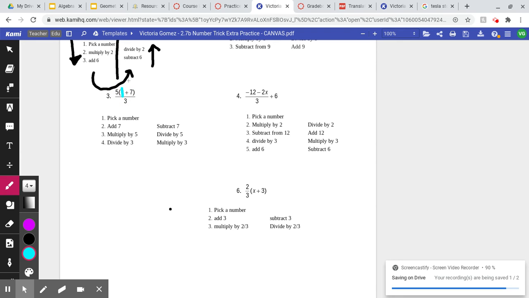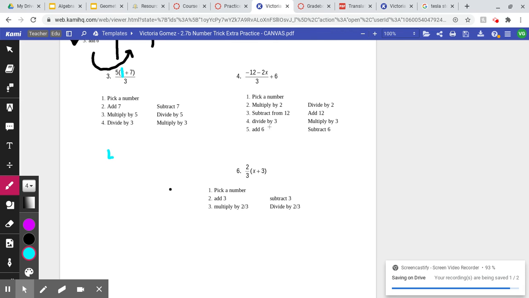1 plus 7, that's 8. 8 times 5 is 40. And 40 divided by 3. Oh gosh, I don't know what that is. It's like 13.333, something like that. And then if I were to go back and undo that, 13.333 multiplied by 3 gets me 40. Divided by 5 gets me 8. Subtract 7 gets me back to my original number, 1.